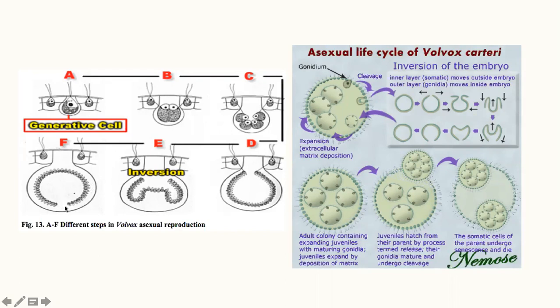Gradually, the phialopore will be closed and the cells will start producing cell wall, the gelatinous covering, the eye spot and the flagella, and the daughter colony formation is complete. Once it is completed, it will detach from the mother colony and fall into the hollow of the mother colony and stay there until the mother colony is disintegrated and this colony is released. So this is how asexual reproduction takes place in Volvox.